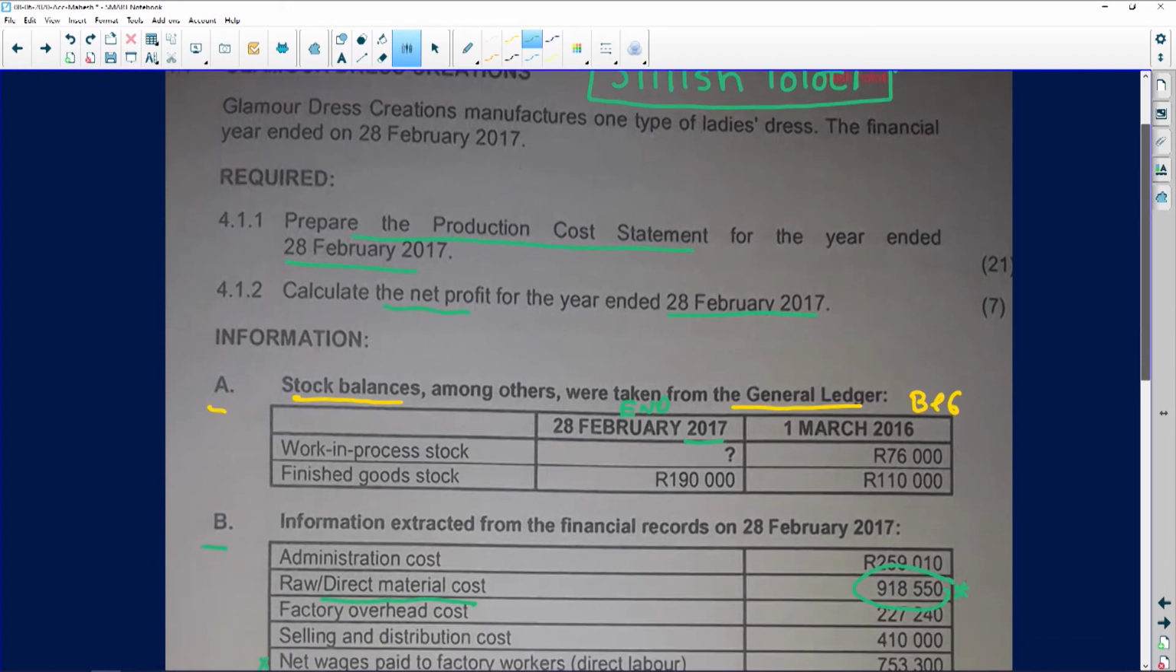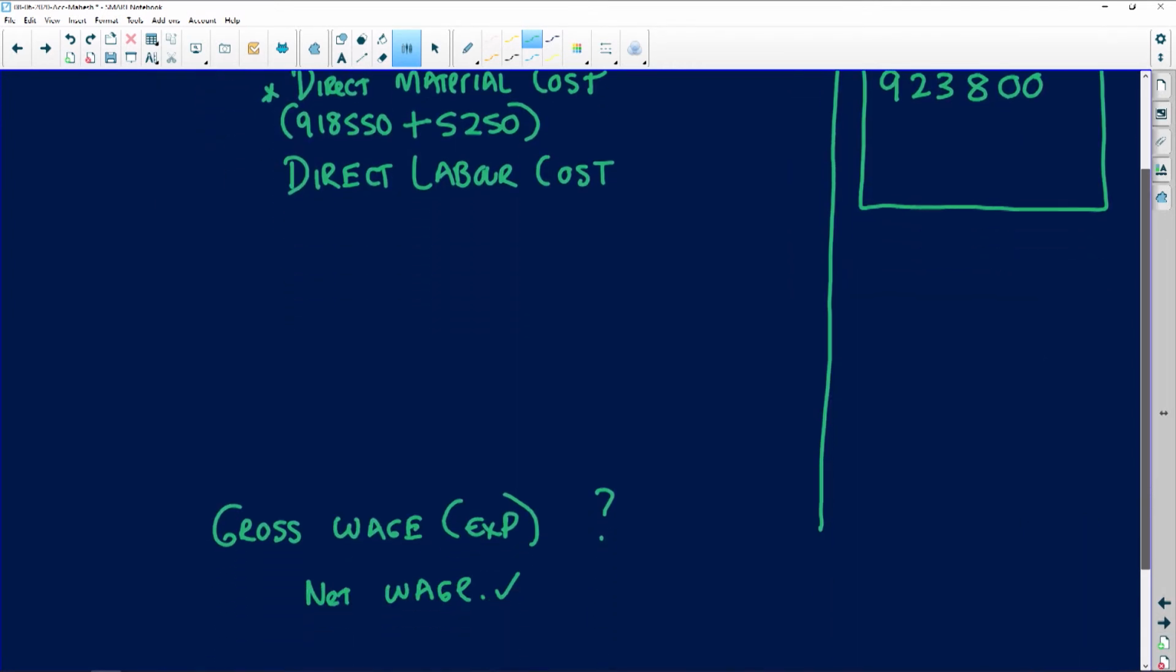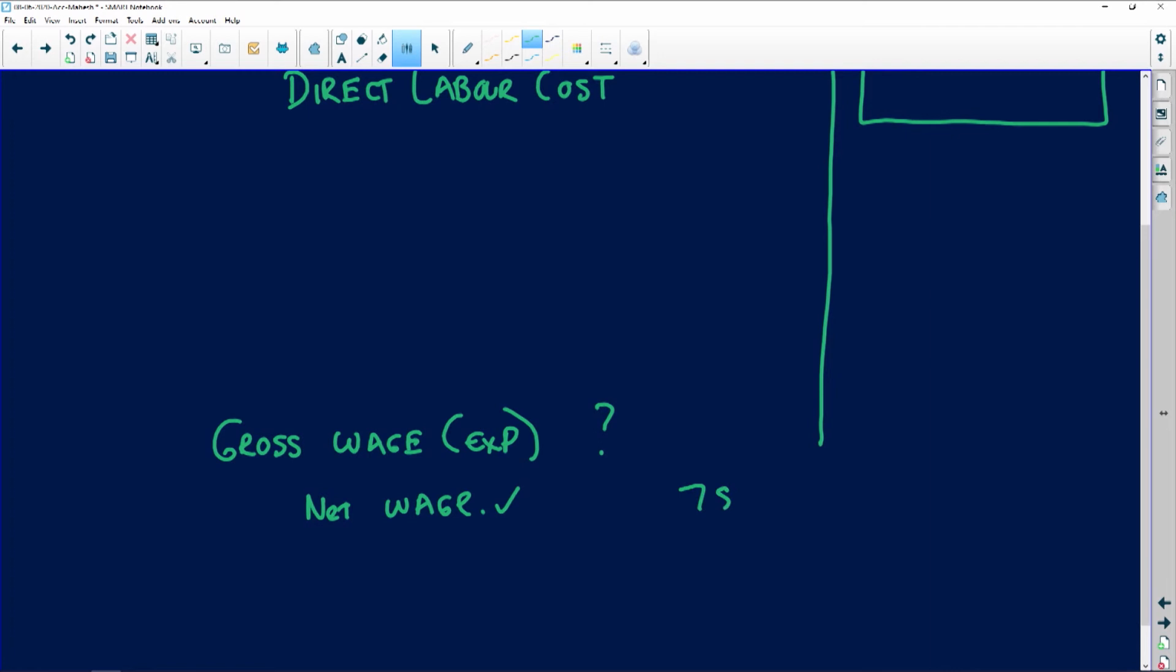So the net wage, an amount of 753,300. So I'm just going to take that through. 753,300.